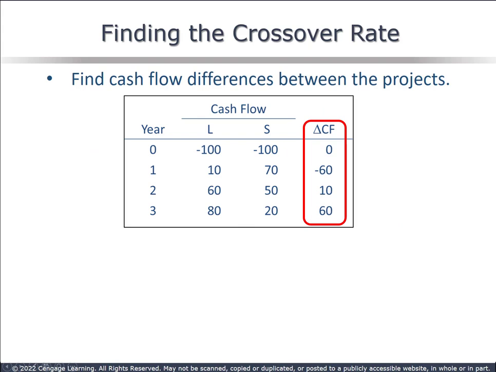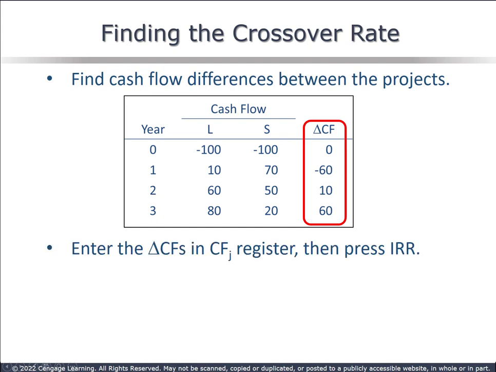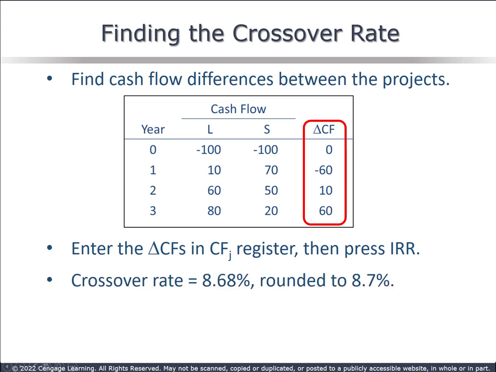The crossover rate is the discount rate where the NPV of the 2 cash flow streams are the same. To find the crossover rate, we'll use that change in cash flow column from an earlier slide and repeat it here. In this example, we subtracted S's cash flows from L, but it doesn't matter which way you subtract. Enter those cash flows in the CF worksheet and solve for IRR. The result is the crossover rate.